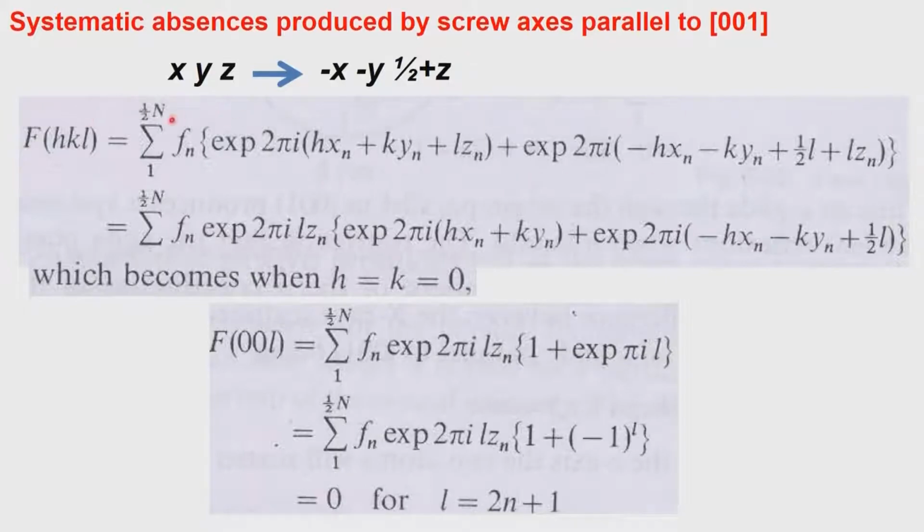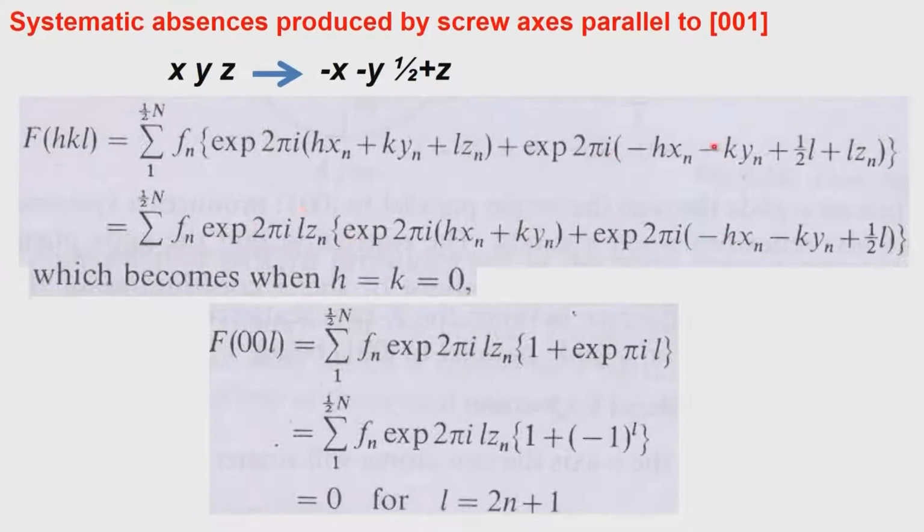You see again we have to consider half the number of total reflections, because one half will obey this, the other half will obey that, and so the expression now is f of n exponential 2 pi i (h x plus k y plus l z n) plus exponential 2 pi i (minus h x minus k y plus half l plus l z n). So, we now take out the common factor and rewrite this expression.